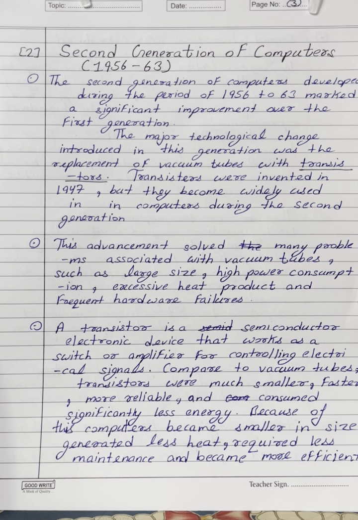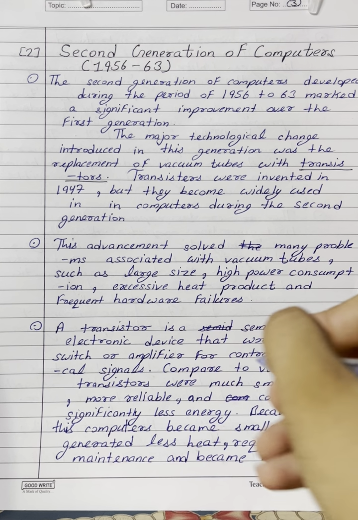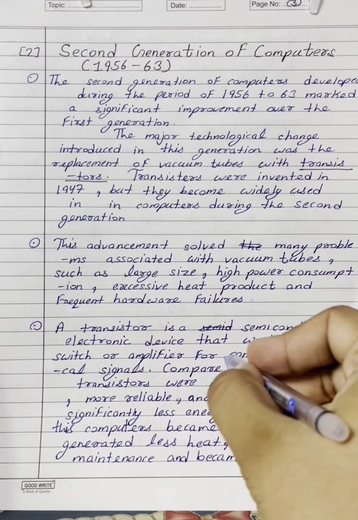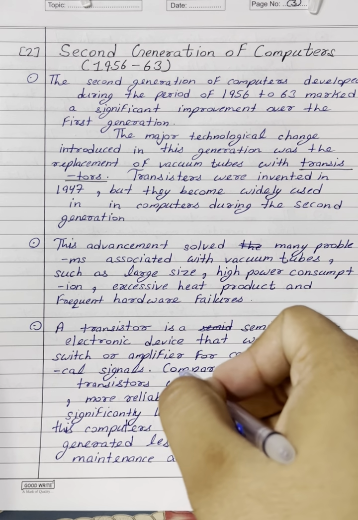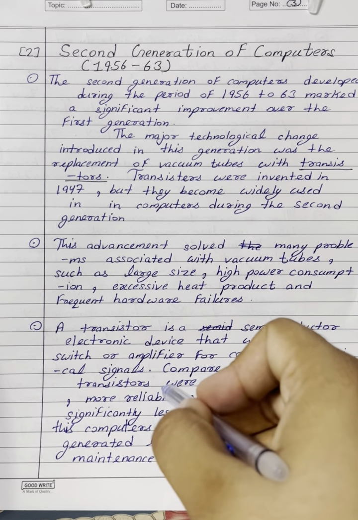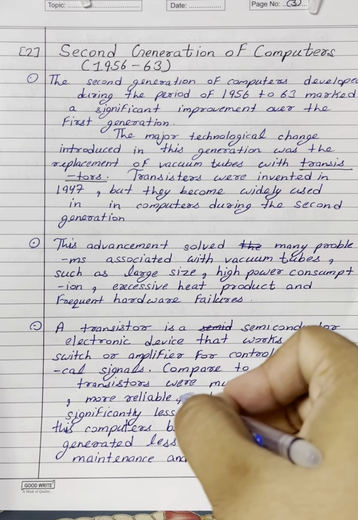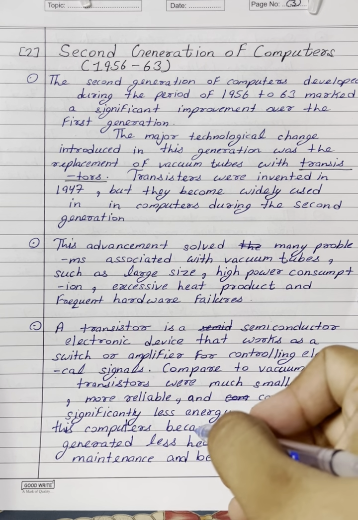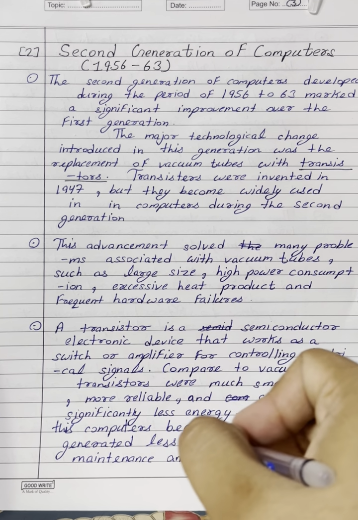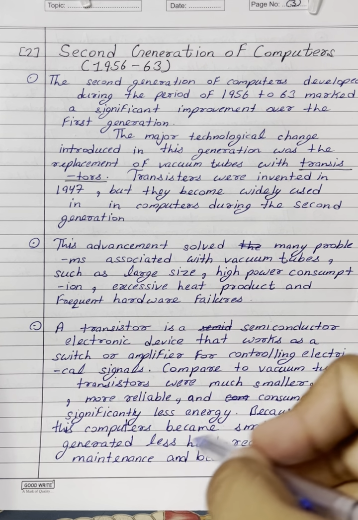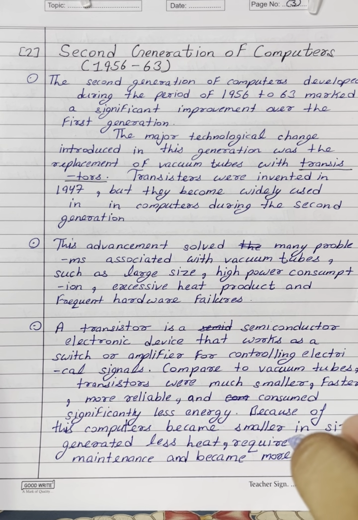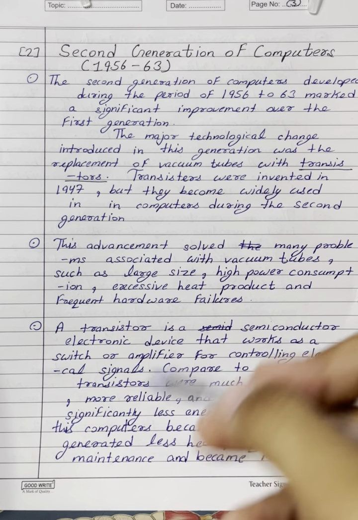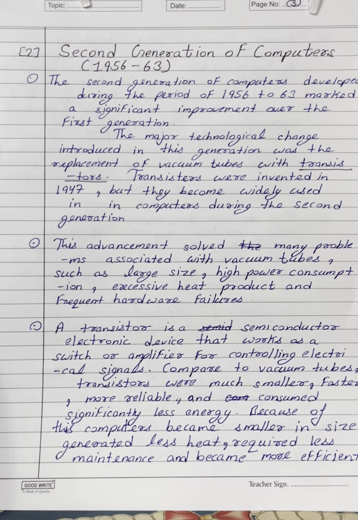A transistor is a semiconductor electronic device that works as a switch or amplifier for controlling electrical signals. As compared to vacuum tubes, transistors were much smaller, faster, more reliable, and consumed significantly less energy. Because of this, computers became smaller in size, generated less heat, required less maintenance, and became more efficient as compared to the first generation computers. So you can remember those points as advantages when you compare this generation with the first generation.